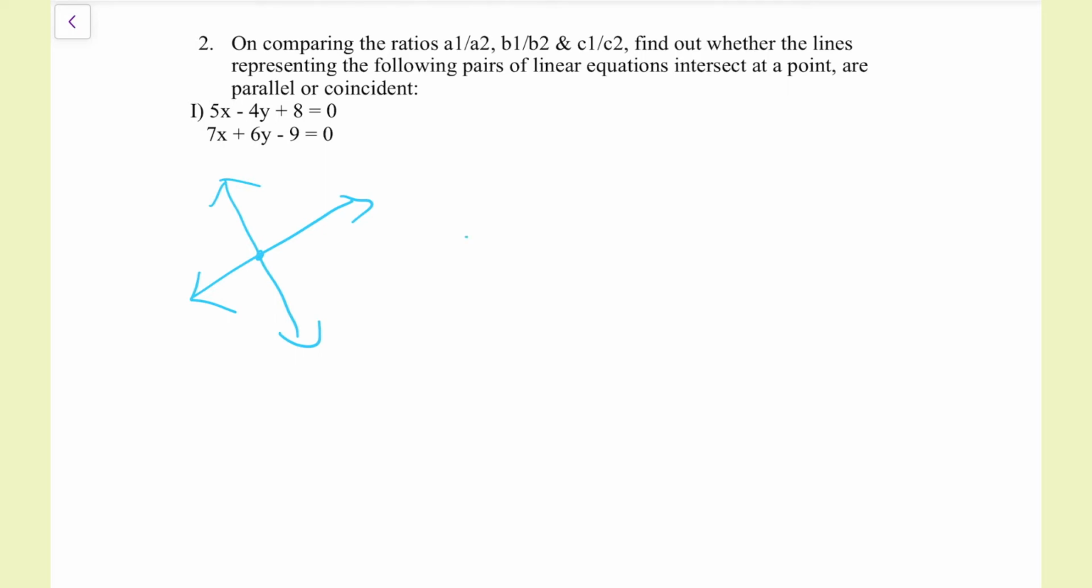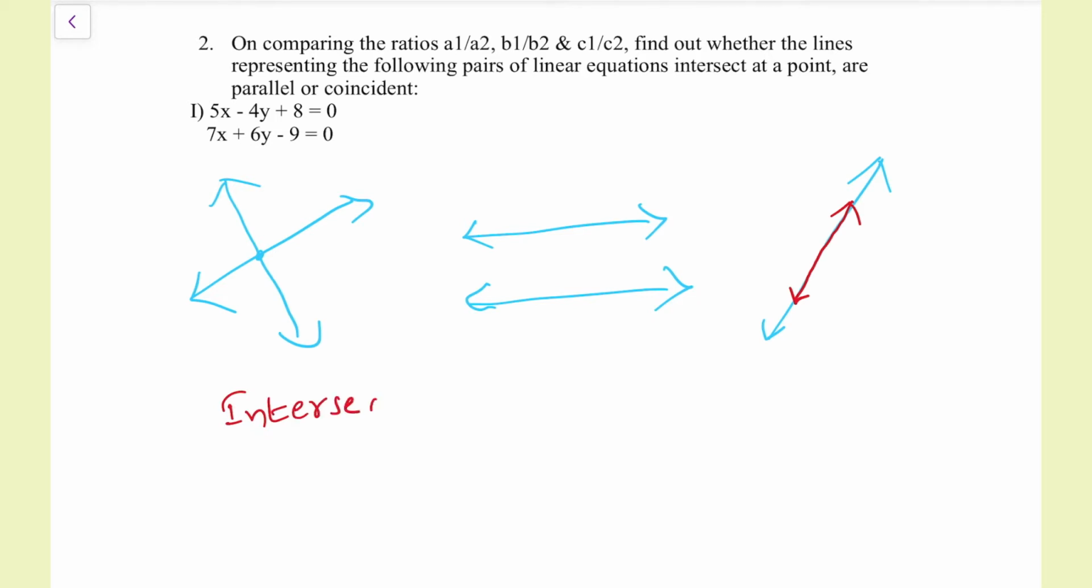Second case, the 2 lines won't intersect at all. It means they won't touch at all. Parallel lines. The third one is, one line will be like this, and if we draw one more equation, that line also will be exactly upon this one. So these are the 3 possible cases. The first case is intersecting lines, the second case is parallel lines, and the third one is coincident.